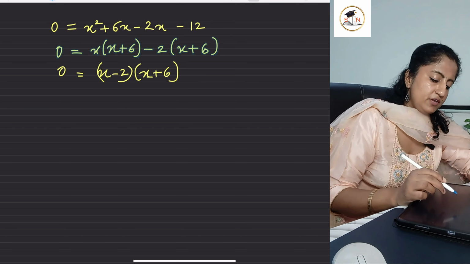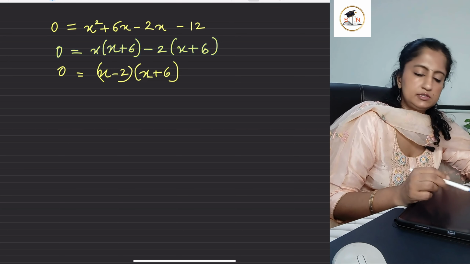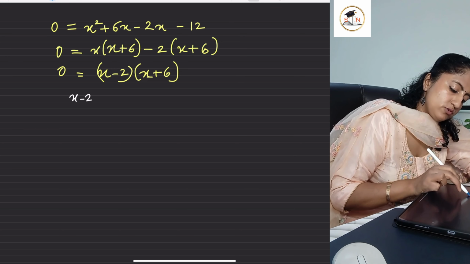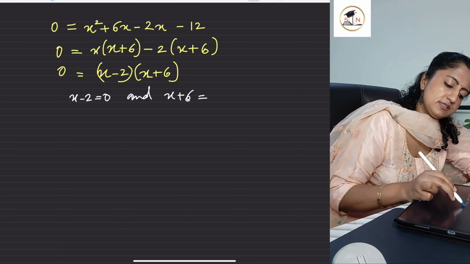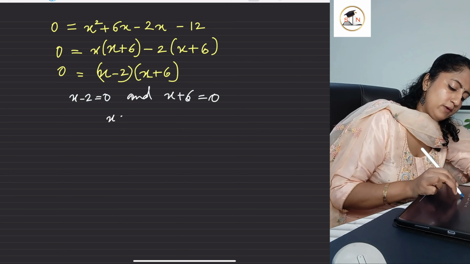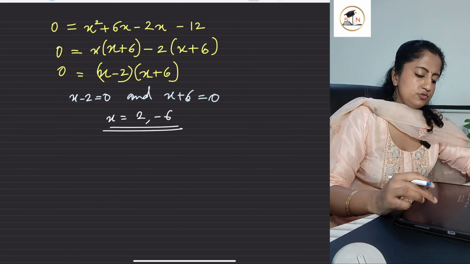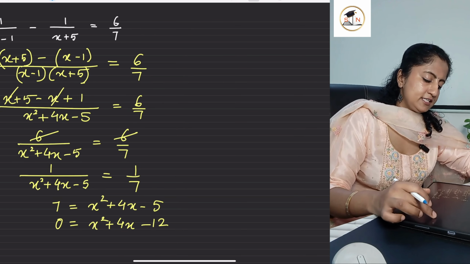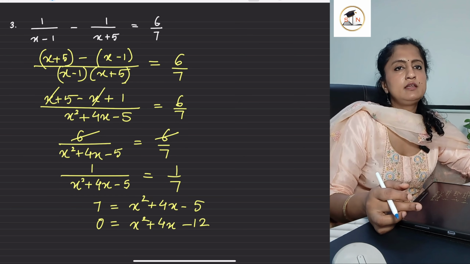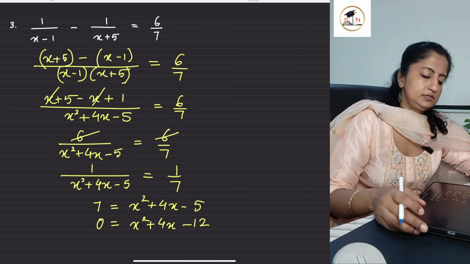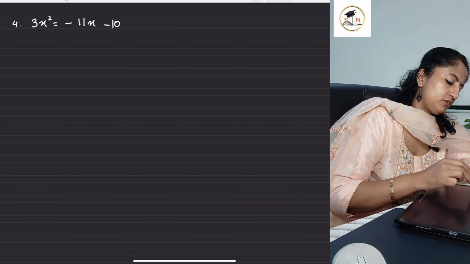Now, we have got factors. So the next step is equating the factors with 0 to get the final roots. x minus 2 equals 0 and x plus 6 equals 0. And therefore, the two values we get are 2 and negative 6. So in this question, we simplified the expression by taking up LCM and everything, reduced it to the standard form, and then factorized it to get our roots. Okay. Now, let's start with the next question.